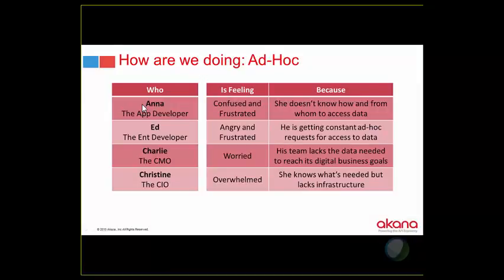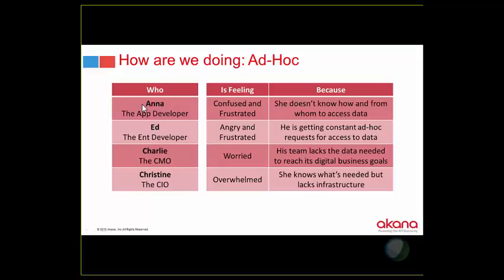So let's actually take a look at how things turned out with ad hoc. So let's again go through that list, and let's start with Anna. And Anna's experience was not so great. So she was confused and frustrated because she doesn't know how and from whom to access data. So she was able to bump into Ed. Was Ed the right person to bump into? Maybe, maybe not. Was Ed able to give her all the data she needed? Maybe, maybe not. She basically had a very tough time finding the data she needed and making it easy for her to integrate. So definitely Anna's experience was very stressful, very difficult, and not very scalable for the future.